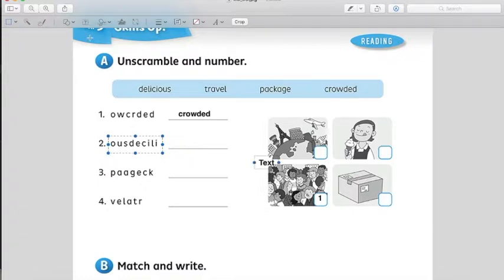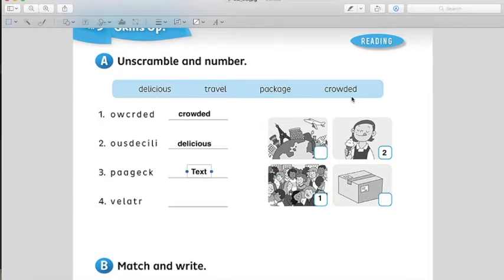Oustdecili. Do we know? It looks like that is delicious. So which one of these means delicious? Aroy mak. Which one is aroy mak? I believe it would be the one with the ice cream. Okay, delicious. Next, number 3 we have here.